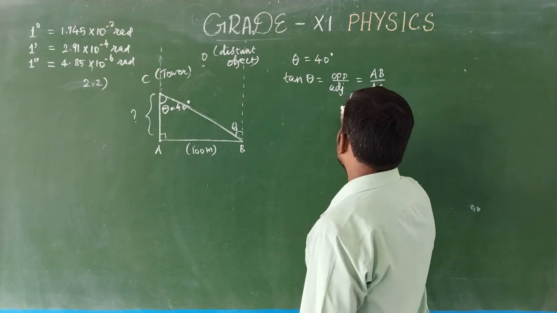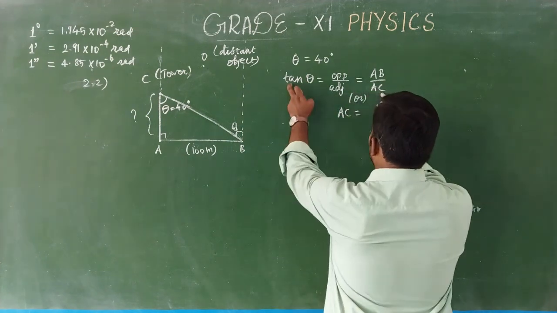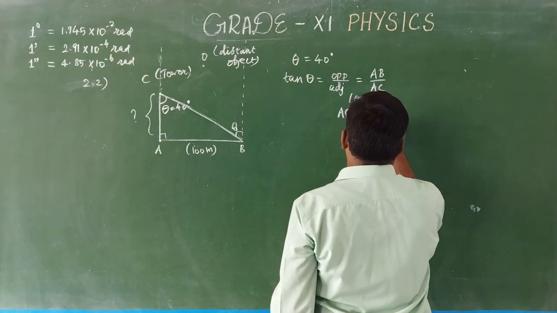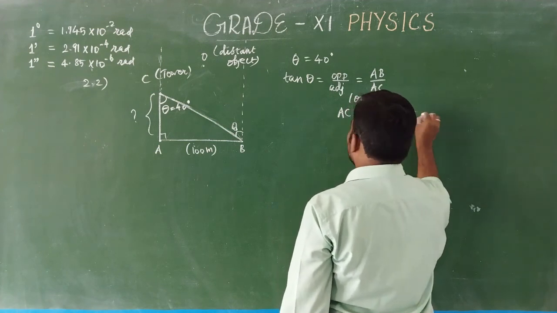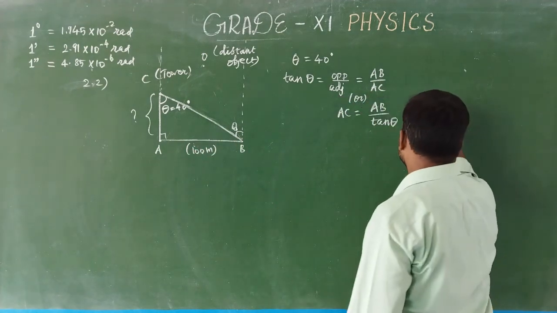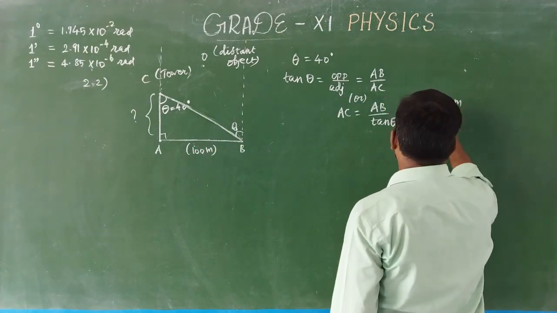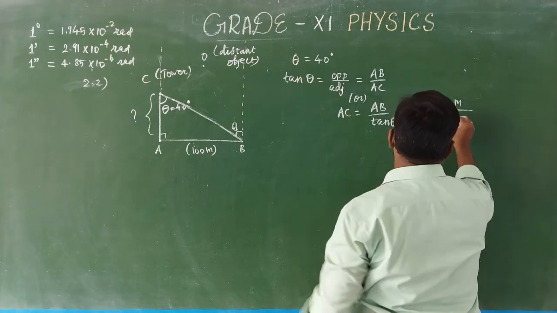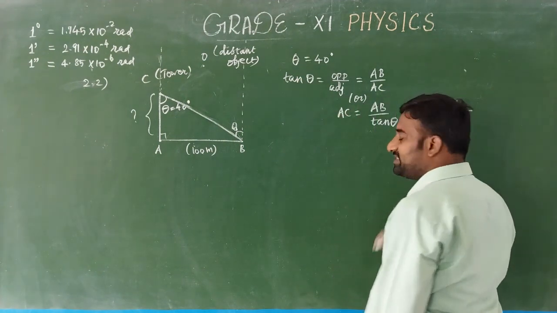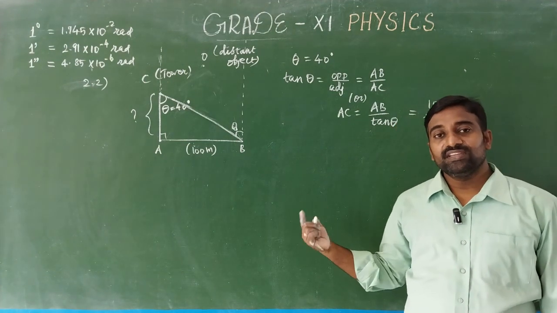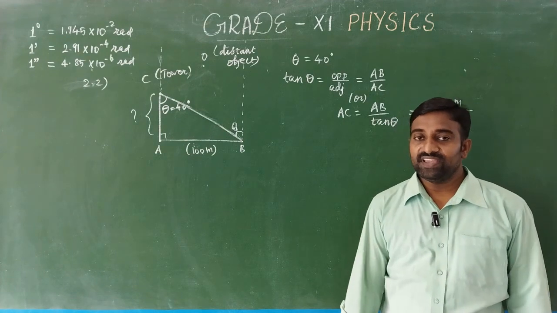So AC is equal to AB by tan theta. What is the value of AB? AB is the base, no? It is the perpendicular distance he walked. This is 100 meter. And in tan theta, what is the value of theta? The parallactic angle is 40 degree. So how do we calculate for 40 degree, sir? For 0, 30, 45, 60 and 90 degree we can easily find.